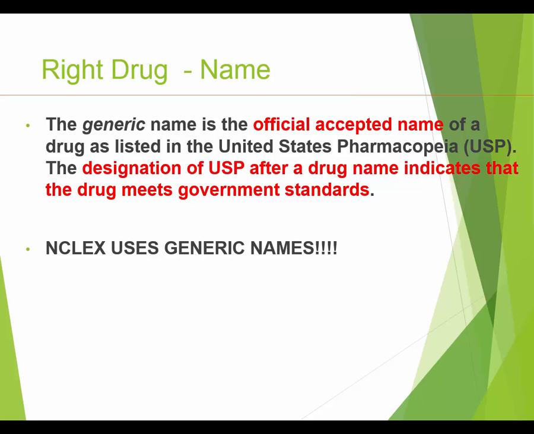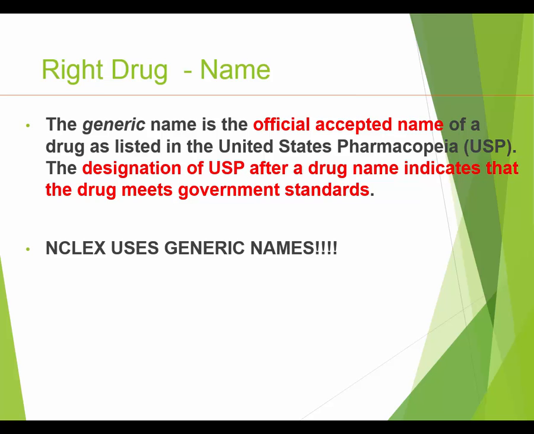The right name. You need to know the generic name for medications. Typically, the generic name starts with a lowercase letter. And then if there is a trade name, the trade name is in parentheses starting with an uppercase letter. So you'll see acetaminophen, all lowercase, and then in parentheses you'll see Tylenol with an uppercase T, because that is the trade name. Tylenol is the trade name. Okay.